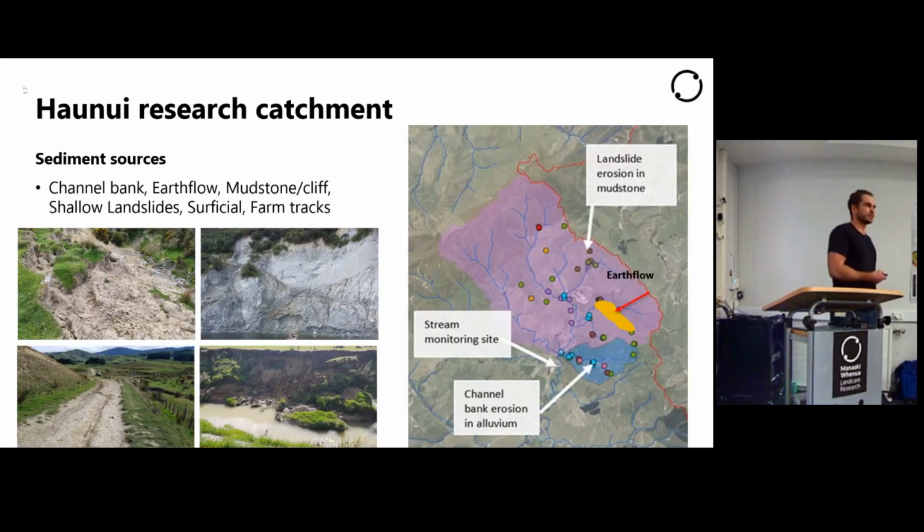We're using the sediment fingerprinting tool. So we go through the catchment and we identify different erosion processes and erosion sources, and sample the material throughout the catchment. That ranges from channel banks, earth flow material, mudstone, cliffs, shallow landslides, to superficial erosion. Here's the earth flow, here are our sample spots, and our outflow of this catchment.